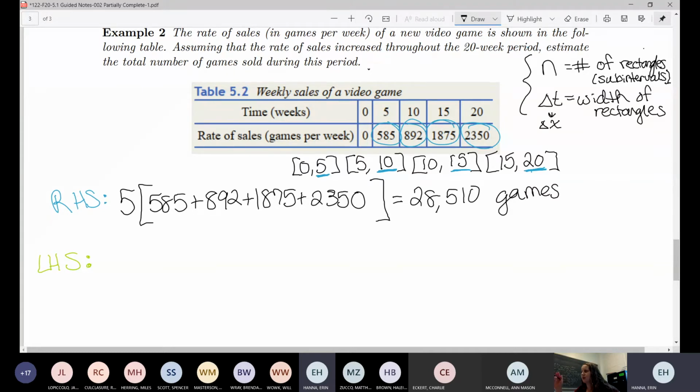So essentially, for the units, 95% of the time, you're going to be given a rate. So the rate we were given was games per week. So whatever the rate is, the units of the sums are essentially like the numerator, if you will. So when we were doing velocities, they changed from like miles per hour to miles, or feet per second to feet. So since this is games per week, the result is going to end up just being an amount of games. So that would be our right-hand sum.